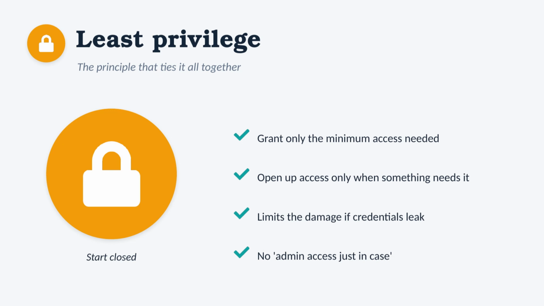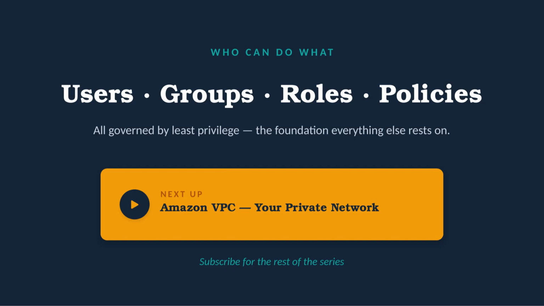That's the mindset. Let's stack it back up. IAM is the bouncer for your whole AWS account. Users are individual identities. Groups bundle users together to manage them easily. Roles are temporary identities that services and people can assume when needed. And policies are the documents that define exactly what any of them can do, following the principle of least privilege. Get this one service right, and everything else in AWS rests on a solid, secure foundation. That's IAM, the answer to who can do what in AWS.